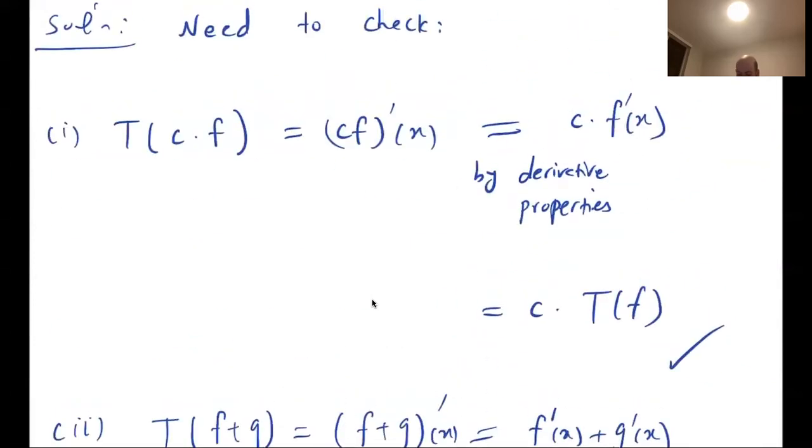And the previous property was valid for any constant C and any function F in C.